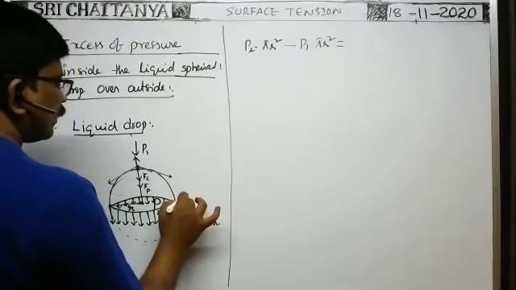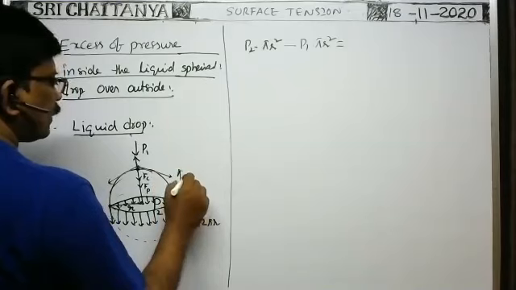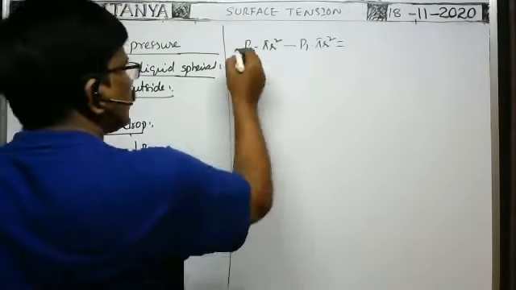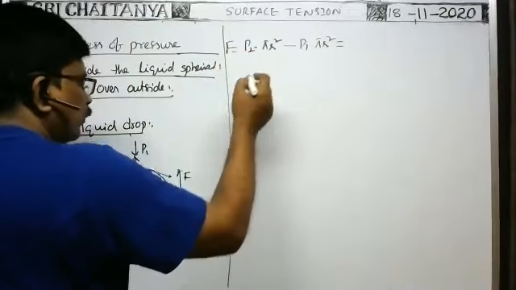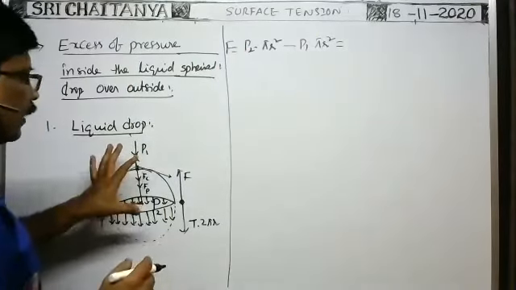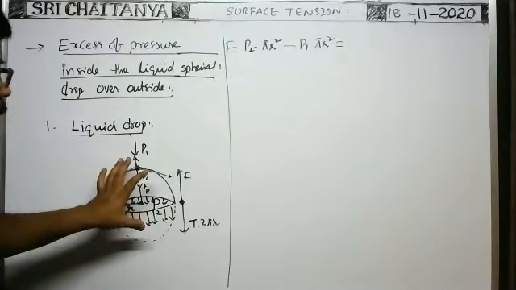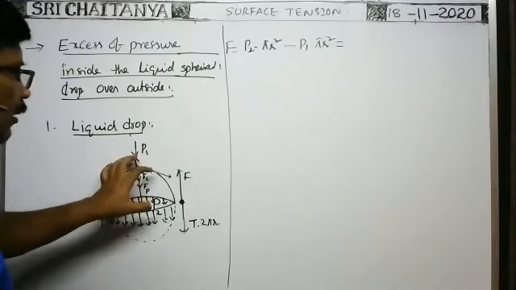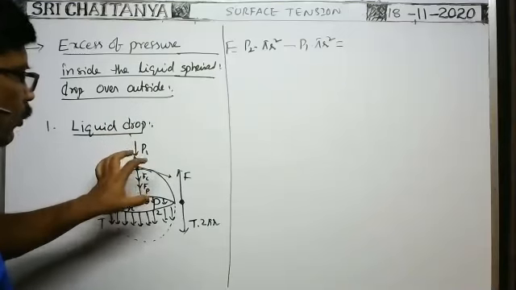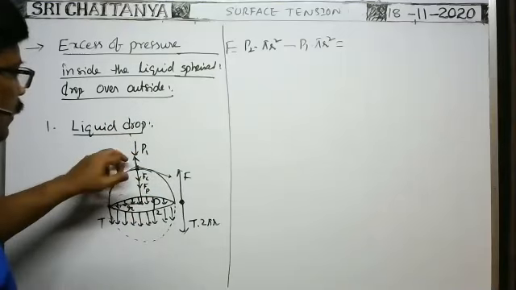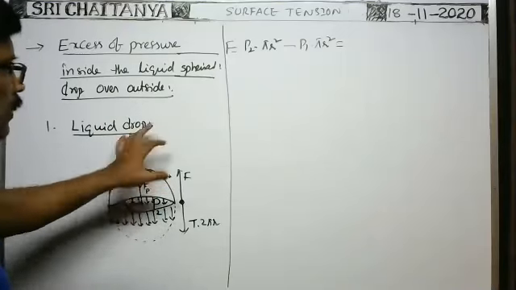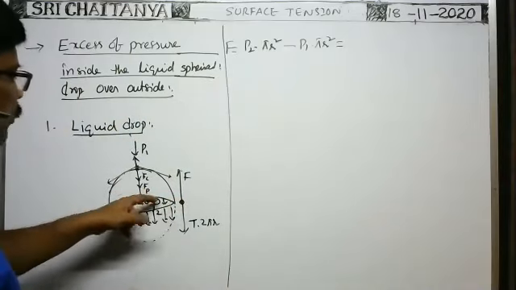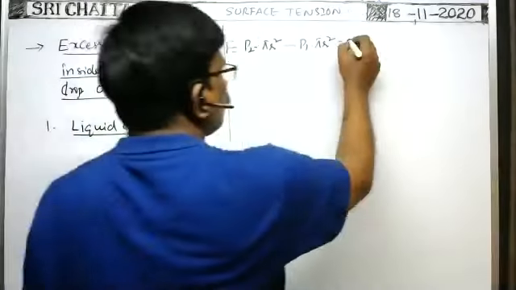Due to the pressure difference, the force acting in the upward direction is the net force, so this is equal to F. As the hemispherical drop is under equilibrium, the liquid drop is under equilibrium, which means every part is also under equilibrium. That's why the net force acting on this hemispherical drop due to pressure difference is equal to the force due to surface tension acting on this hemispherical drop downwards. That is equal to T into 2 pi r.